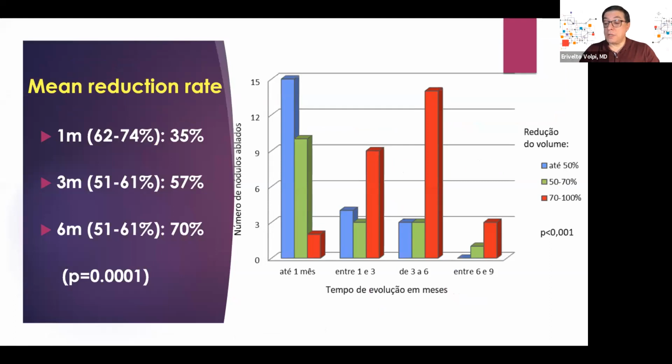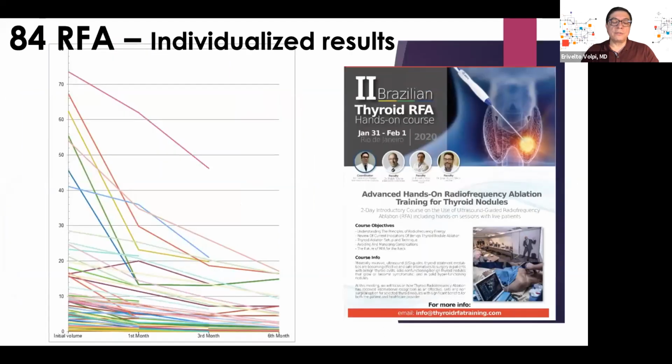Well, here we see how the volume reduction of the nodules progresses. In the first month, the median rate was 35% of the initial volume of the nodule. After 3 months, 57% the rate of reduction. And after 6 months, 70% was the mean reduction rate of the nodule volume. It's very interesting. Very good results in our series.